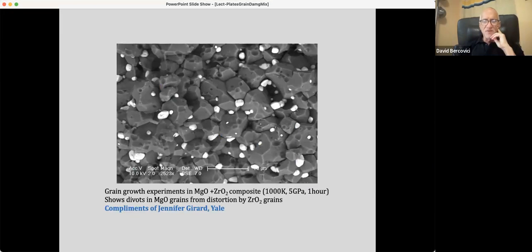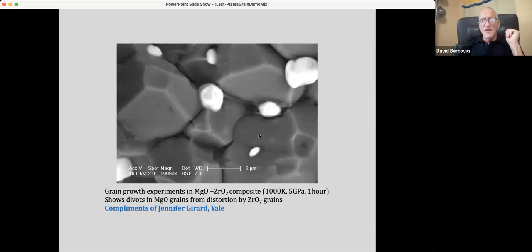A nice example of this is something from my colleague Jen Gerard, who basically did grain growth experiments. They try, in some of these rock deformation experiments, to keep the grain size from growing, and they dope things like MgO, which is a ferropericlase, with the zirconium oxide, the white minerals. When you anneal it, okay, these little white blobs keep the grains from growing, and you can see when you zoom in that the big grains, these gray things, are the MgO, they're trying to grow, but they wind up wrapping around the small little white zirconium oxide.